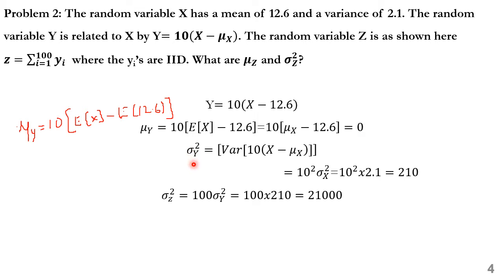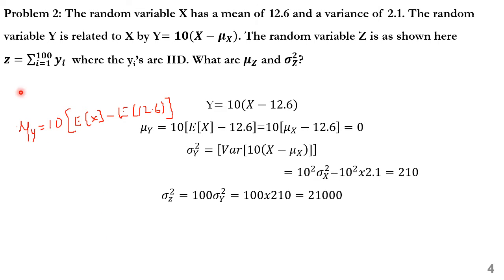Similarly, we can find out sigma y square, that is the variance of y, which is equal to variance of 10 times x minus mu x, that gives you 10 square sigma x square. Here sigma x square, variance of x, is given as 2.1. So it is 2.1 into 100, that gives you 210.